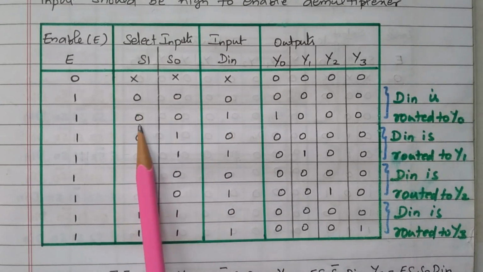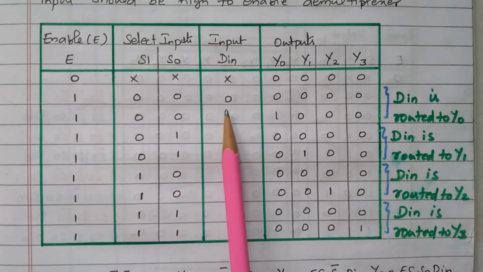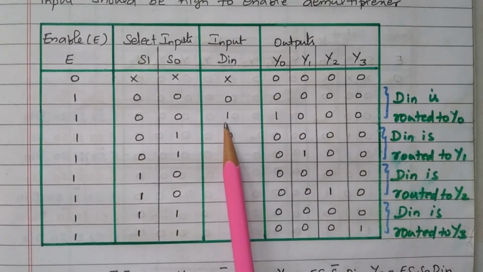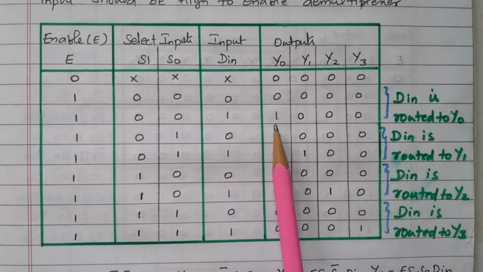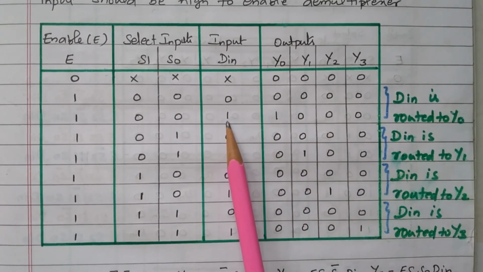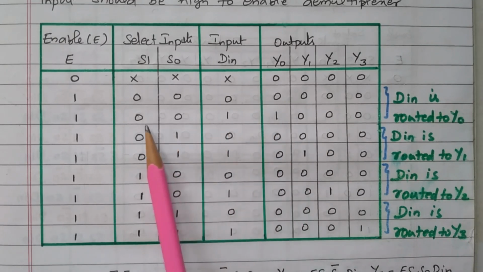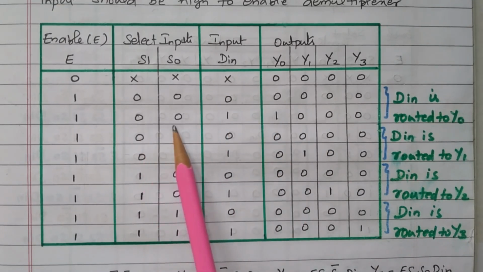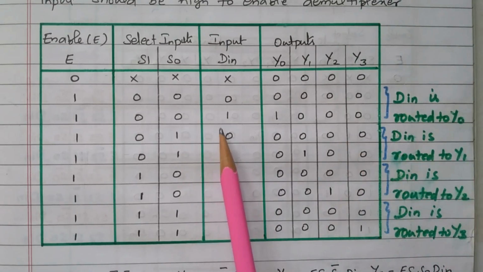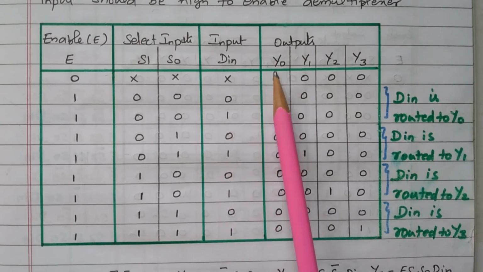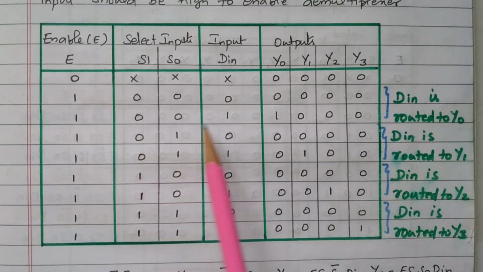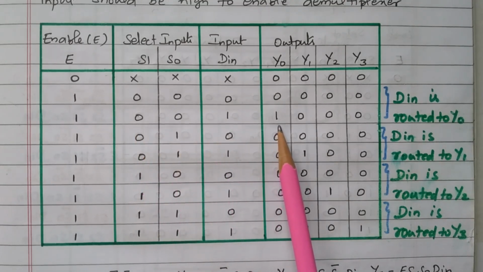First we will see the 0 0 combination. For 0 0, if the data input is also 0, all outputs will be 0 only. Suppose the data input is 1, then the first position will be 1 and the remaining are 0. The input data 1 is routed to the first position if the selection lines are 0 0, right? Din is routed to Y0. We have only one input, and that input may be available in the first, second, third or fourth position. For 0 0, the input 1 is available at the first position.